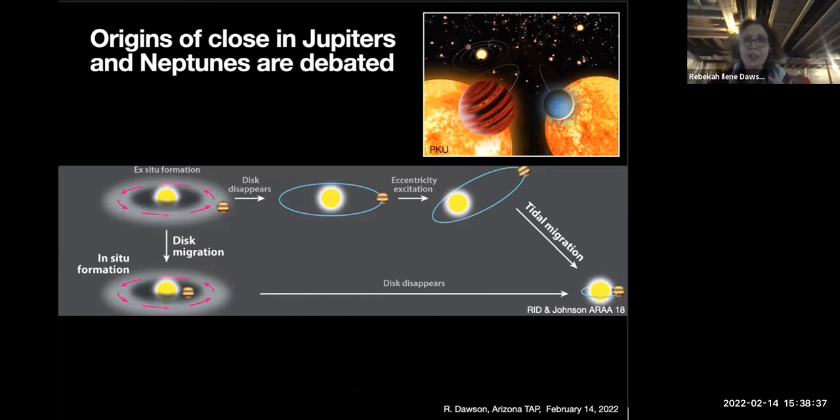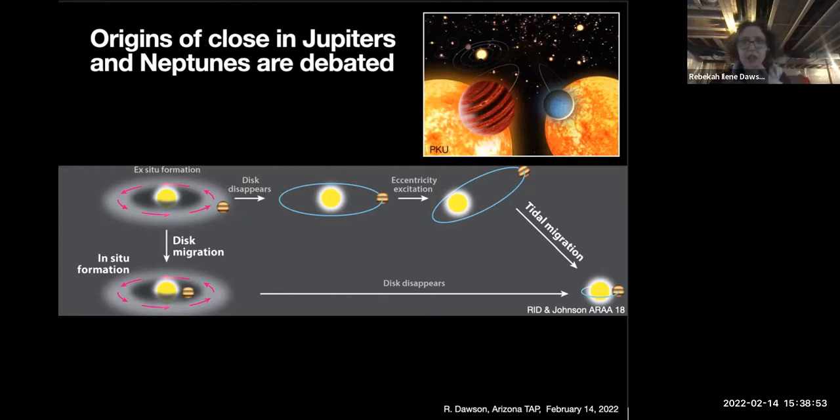Another possibility is that during the gas disk stage, the gas disk can move the planet in towards the star, which is called disk migration. Or maybe a giant planet can actually form much closer to the star, despite our original expectations.